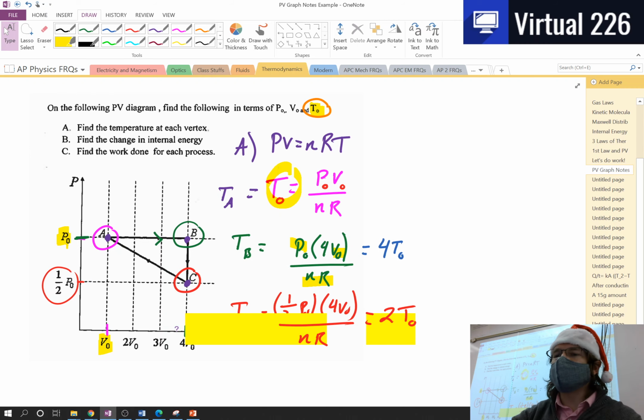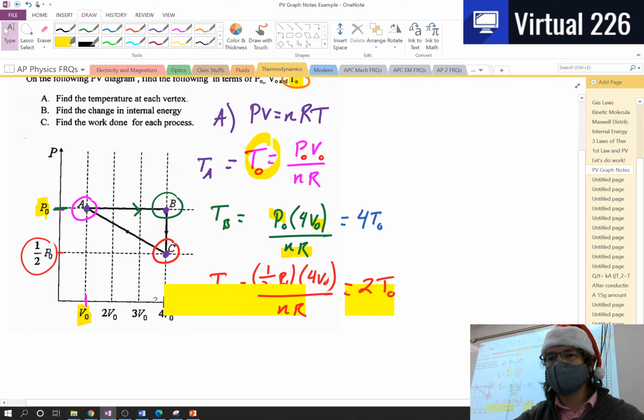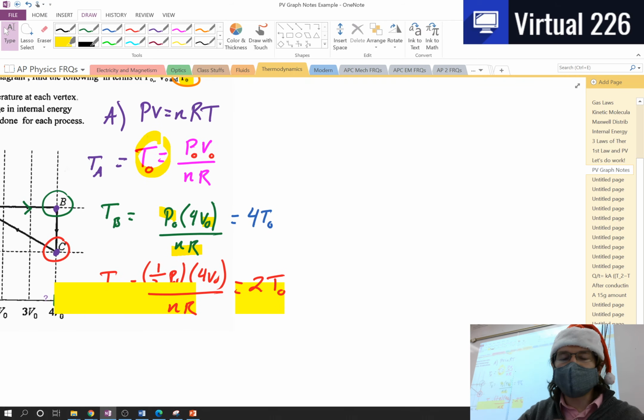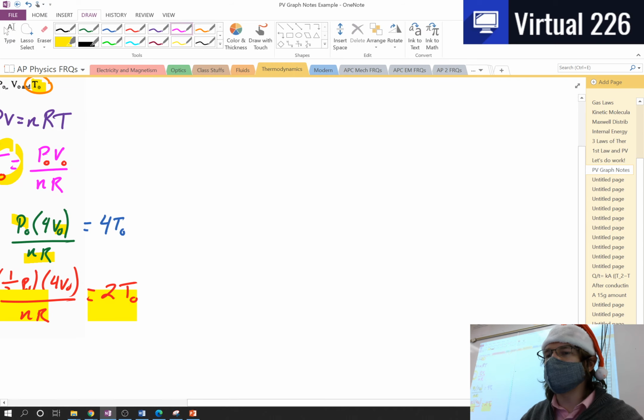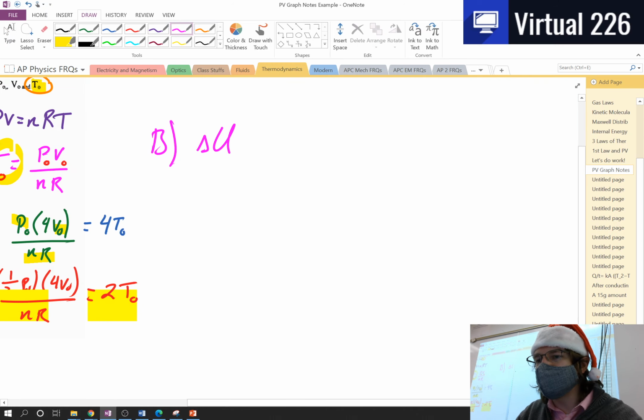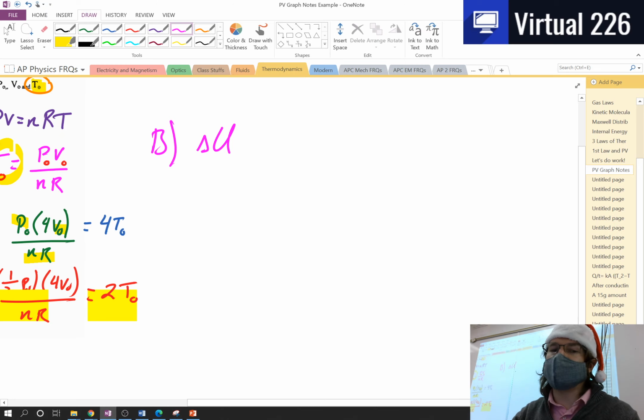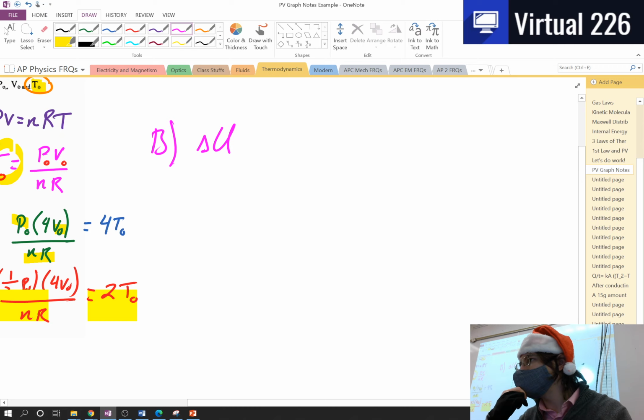Okay, so for part B, we're looking for the change of internal energy. And what we're actually doing in part B is looking at the change of internal energy from vertex A to B, B to C, and C to A. So for each of these, we are looking for some change of internal energy. And let's pretend here that we have a monatomic gas.